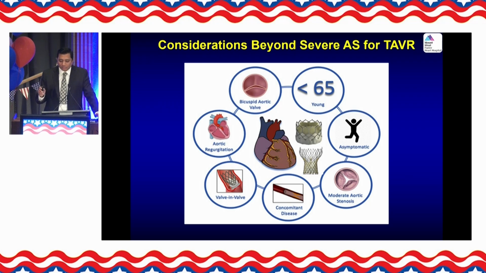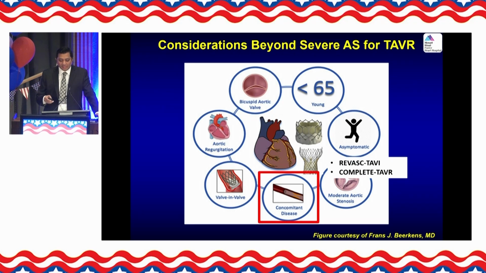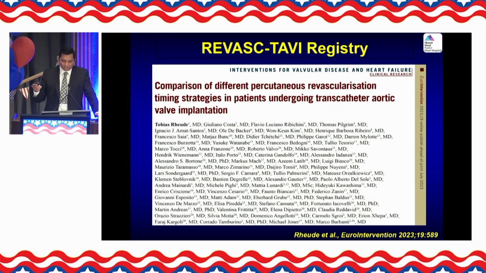I'm going to touch only on the few things that are more common in our practice, and the first one is CAD and TAVR. If you have both CAD and aortic stenosis, there is still no randomized data to help guide which one we need to treat first. Should we treat the coronary artery disease and put in stents and then do TAVR, or do we do TAVR first, followed by coronary artery disease intervention like PCI later?